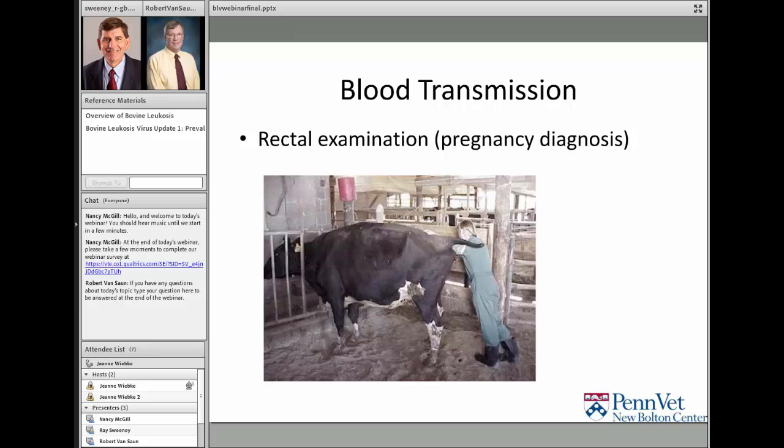But research that's been done at Penn and has been corroborated at other sites has shown that if the first cow has BLV infection and you do a routine rectal examination, even if you don't have visible blood on your sleeve, if you then go and use that same sleeve to palpate an uninfected cow, you will transmit the virus to her. So this is another way that the virus is spread, by using the same rectal sleeve going from an infected cow to an uninfected cow. And again, I emphasize, you don't have to have visible blood on the sleeve for that transmission to take place.